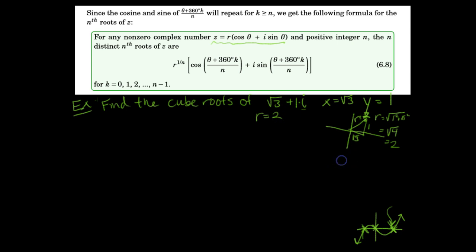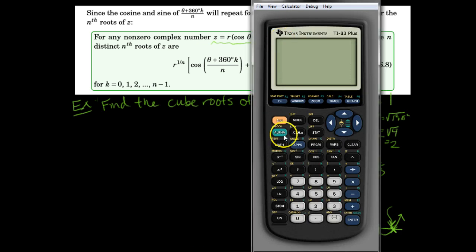Now to find theta, you can use tangent again. So the tangent of theta, here's my theta, is equal to opposite over adjacent, which is 1 over the square root of 3. And in our calculator, we're going to do tan inverse of 1 over the square root of 3, and that will give us 30 degrees.